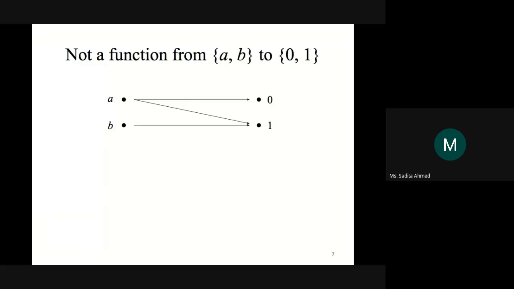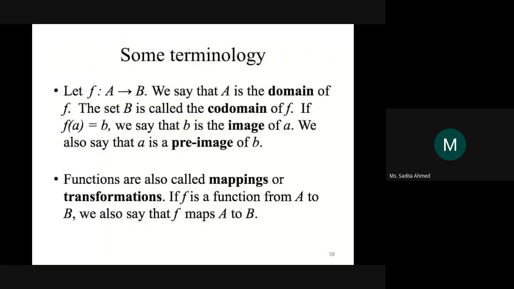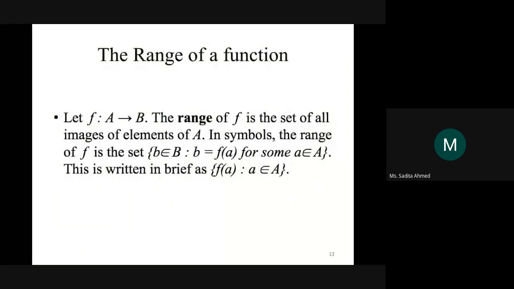Each of the elements from the domain can be mapped to exactly one element from the codomain. Whichever element it is, doesn't matter, but it can be mapped to exactly one element from the codomain. A here we can see is mapped to more than one element from the codomain, so not a function. So these are the conditions in order for an expression to be a function.